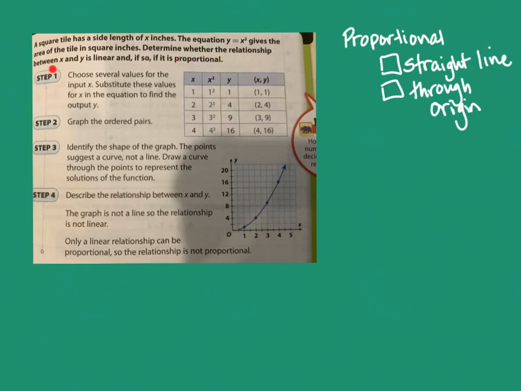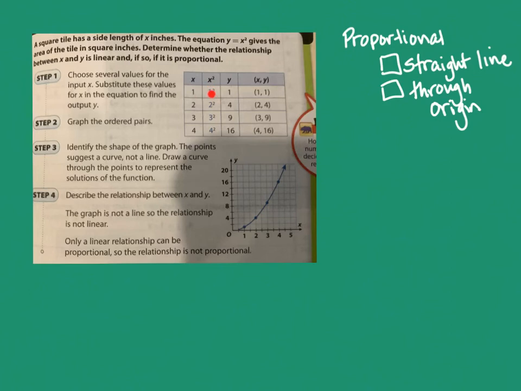Determine whether the relationship between x and y is linear, and if so, if it is proportional. Well, let's go linear first. We have this equation, y equals x squared, y equals x to the second power. That's the formula that we're going to run it through. Let's choose some x possibilities: 1, 2, 3, 4. Let's use easy ones, right?